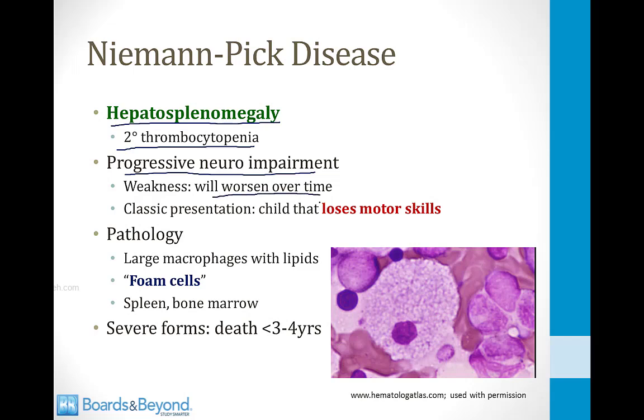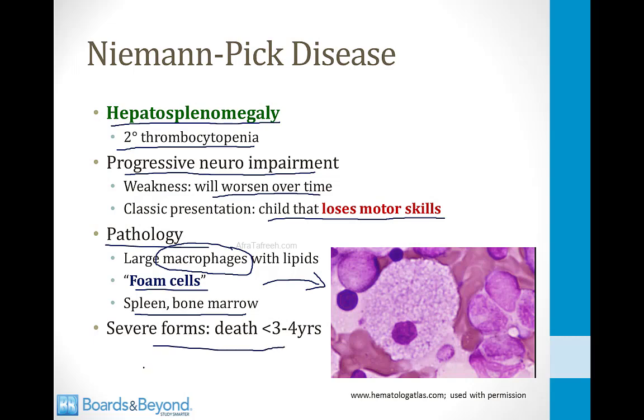And one of the classic ways for this to present is a child that was previously well but begins to lose motor skills that they had previously appeared to master. The pathology is large macrophages with lipids. They're called foam cells. This is a picture of one here. You can see them in the spleen and bone marrow. And you want to remember that macrophages are important in the pathology of this disease, just like they are in Gaucher's disease. And children born with severe forms of Niemann-Pick will die within 3 to 4 years. If you have a milder form, you can potentially live longer.